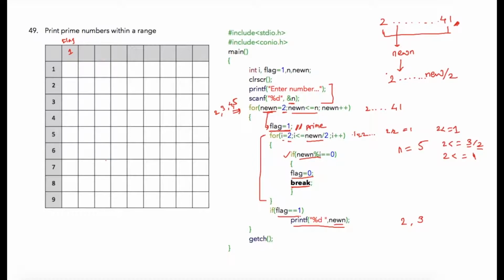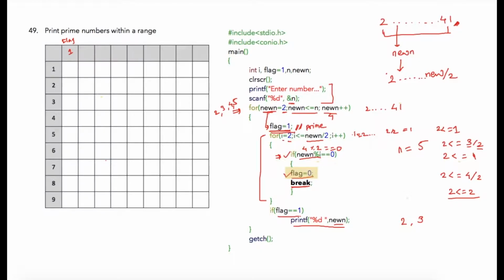For the next iteration, new n will be incremented, so new n is now 4. Again the flag is initialized to 1, and i is initialized to 2, and the condition to be checked is 2 less than or equal to new n divided by 2, which is 4 divided by 2. So 2 is less than or equal to 2, which is a true condition. So the program controller will move inside the for loop, and this condition will be checked: new n, which is 4, modulus i, which is 2, equal to 0, which is true.